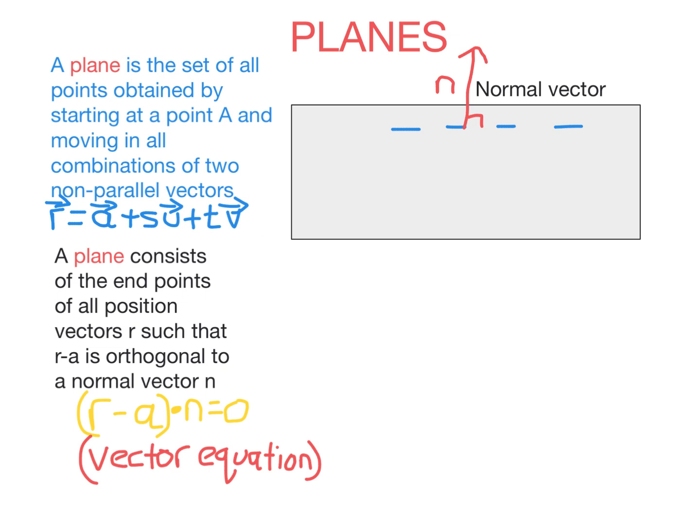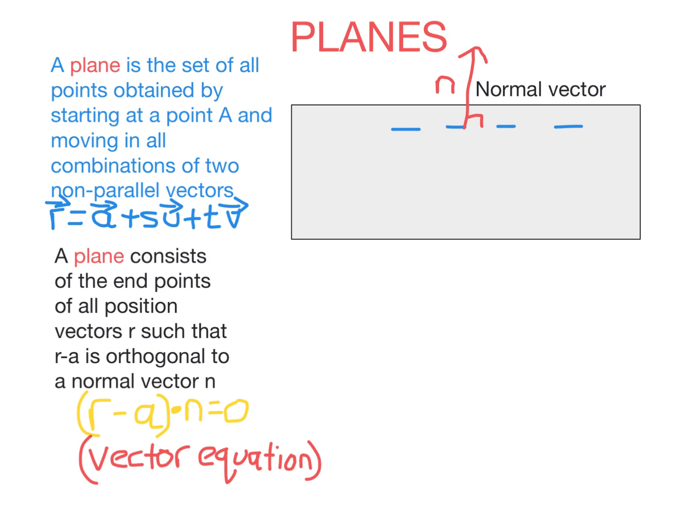Now planes always have a normal vector which we denote n. That's perpendicular to the plane. It's in 3 dimensions, so it's going up relative to the plane. The normal vector is not unique. So if n is a normal vector, any scalar multiple of n is also a normal vector.